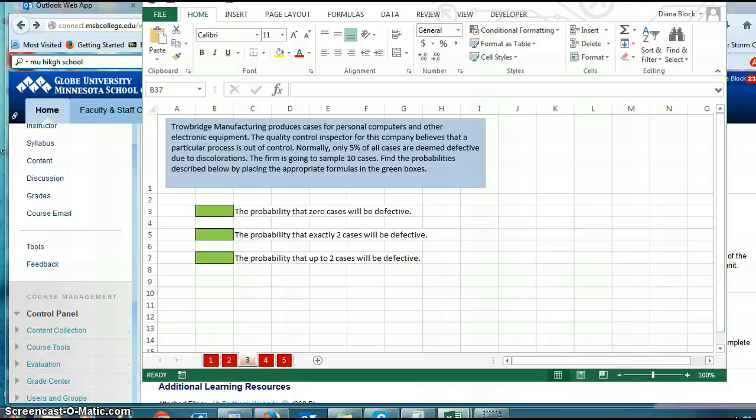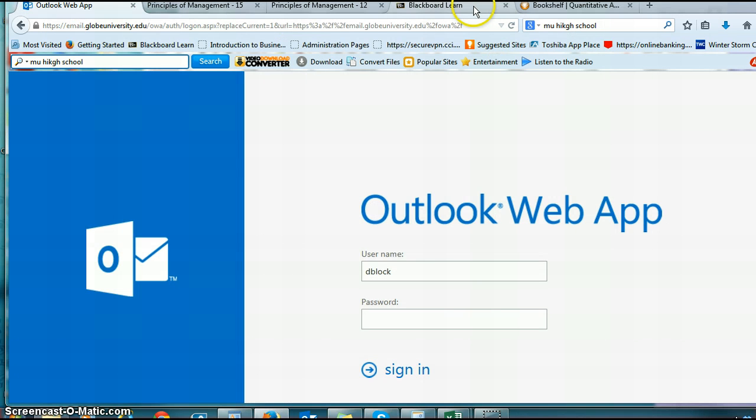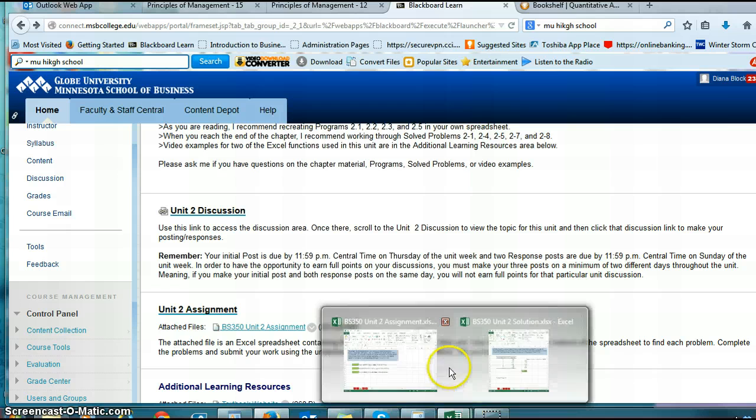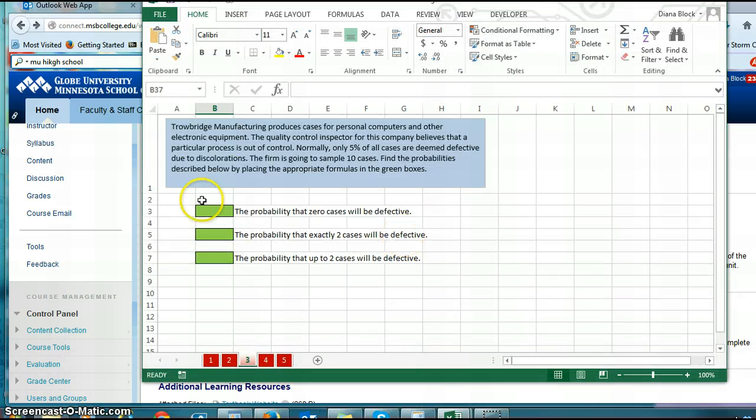When you get to problem 3, you're going to use an Excel function called binomial distribution. The information is on several pages, but the actual Excel instructions are going to be on page 40 of the e-textbook.